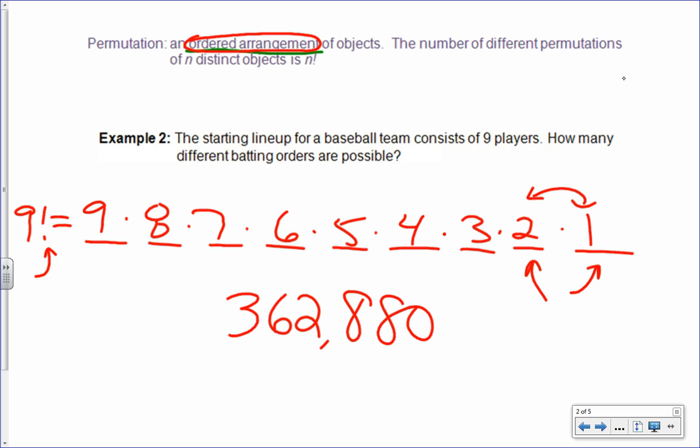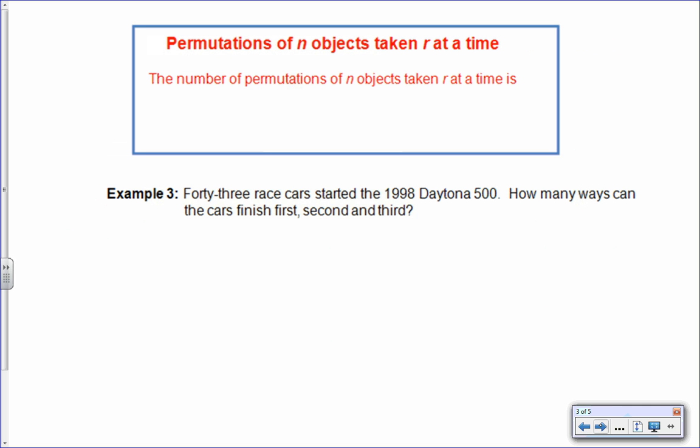And in this case, I was taking all of them. In some cases, you don't take all of them. You have lots of objects, but you want to know how many ways can I pick just 3 of them? Or how many ways can I arrange just 5 of them instead of maybe all 9? So a number of permutations of n objects if I'm only going to consider r of them. Okay? And that n and r may look familiar.